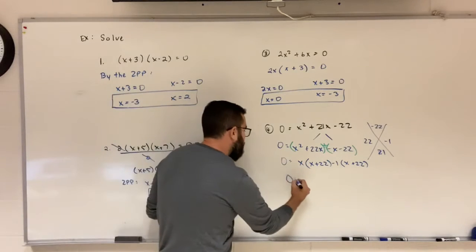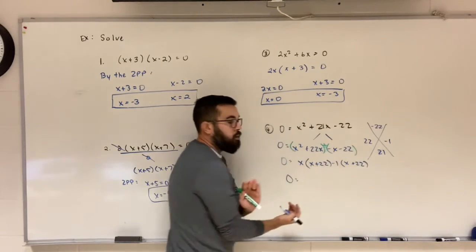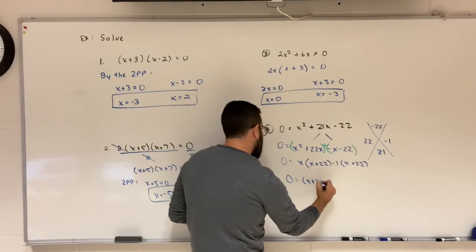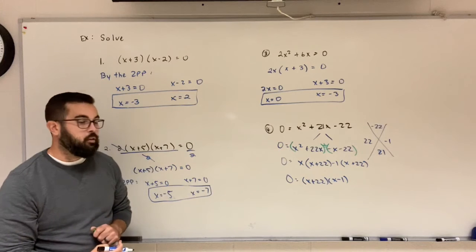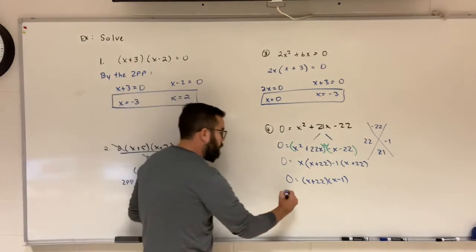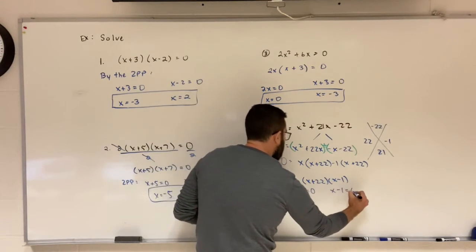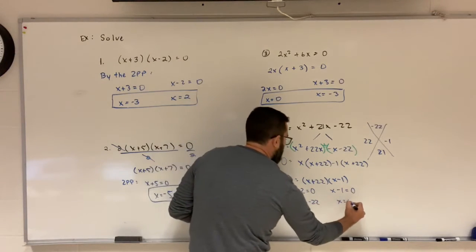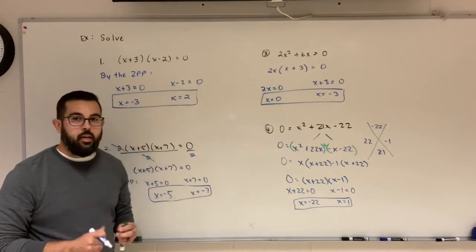Now this last part, to get my two factors, this quantity and this quantity both share a factor of x plus 22. So I'm going to factor that out, and I'm left with x minus 1. Now I'm in factored form. Now I apply the zero product property, which says x plus 22 has to equal 0, or x minus 1 has to equal 0. So x is negative 22, or x is 1. And that equation is solved.